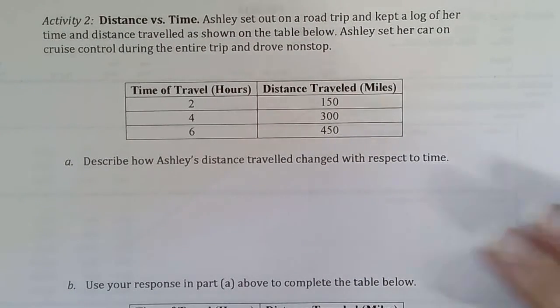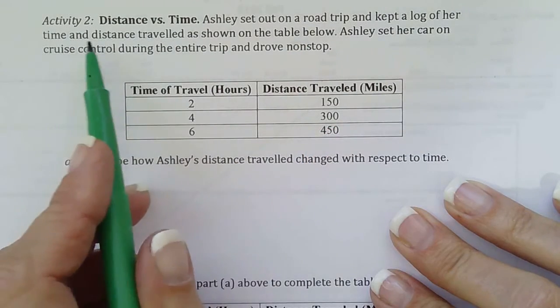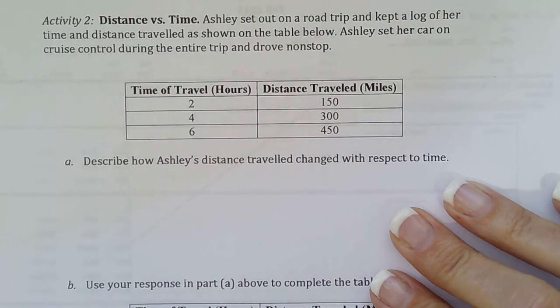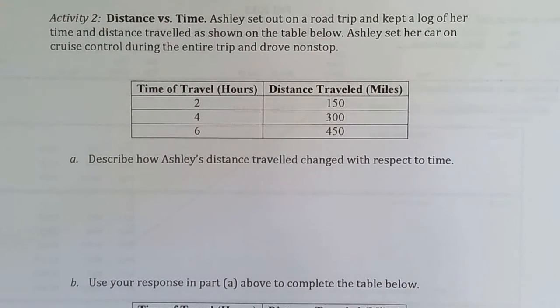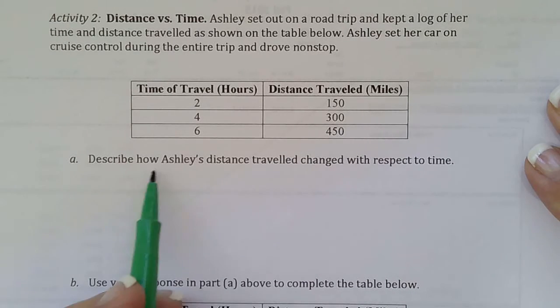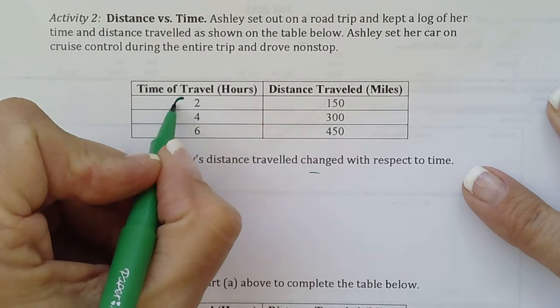Okay, so activity 2, distance versus time. Ashley set out on a road trip and kept a log of her time and distance traveled as shown. She set her car on cruise control during the trip and drove nonstop. And that's important because in order to do how fast you're going, you do have to have a continuous speed. I mean, you could get an average rate of change, or you can set your cruise control and have a steady rate. So describe how Ashley's distance traveled changed with respect to time.